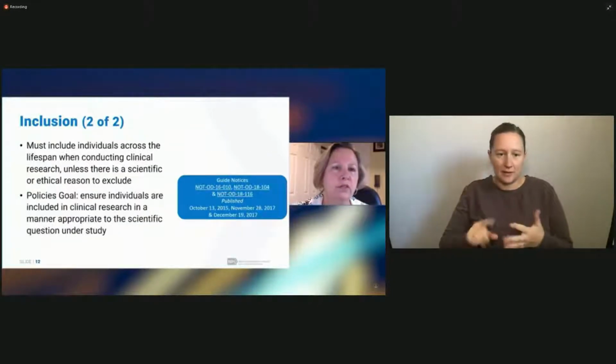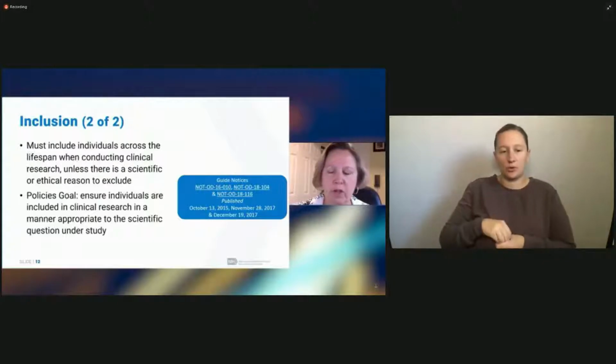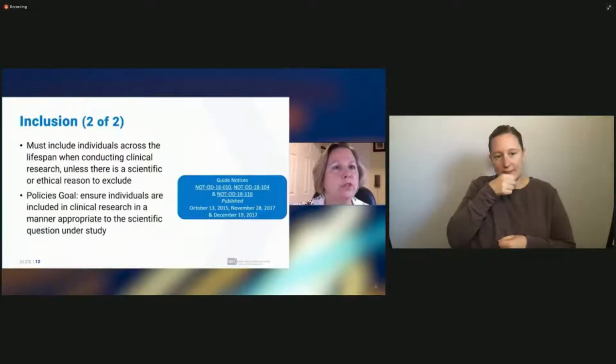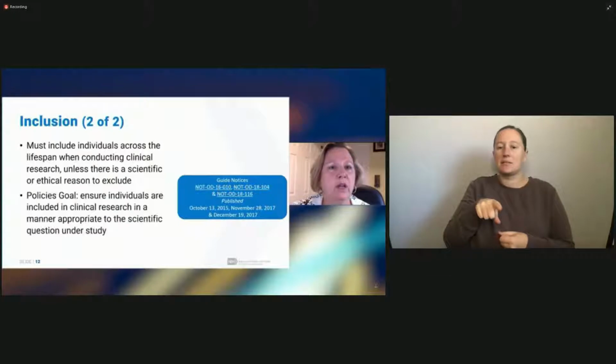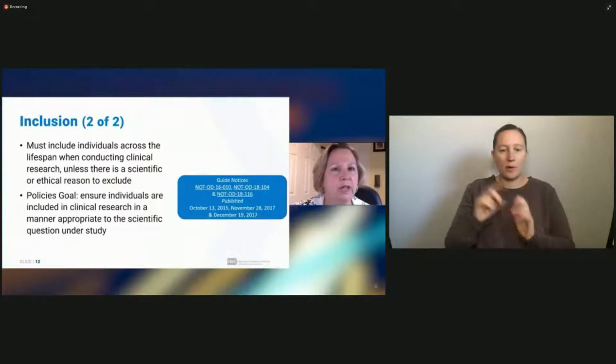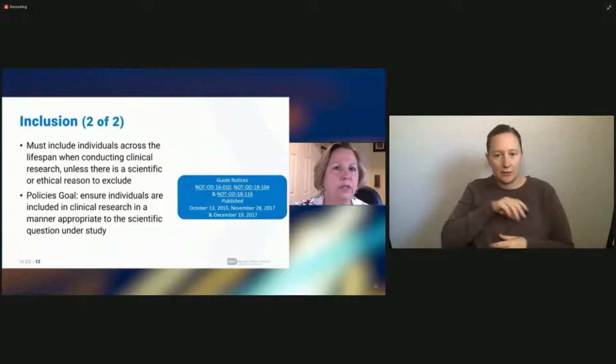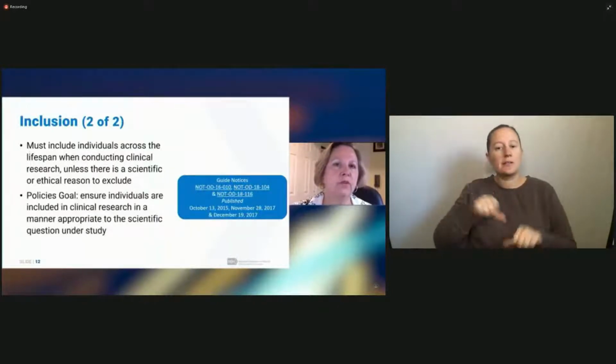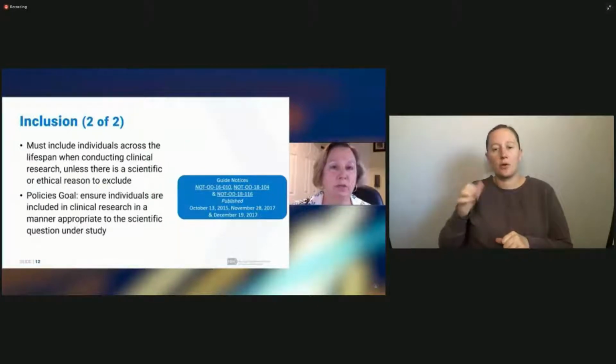And the second inclusion guide notice and policy requirements would be inclusion across the lifespan. So this would require individuals of all ages to be included in NIH human subjects research unless there is a scientific or ethical reason to not include them.